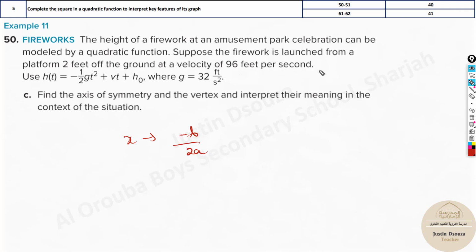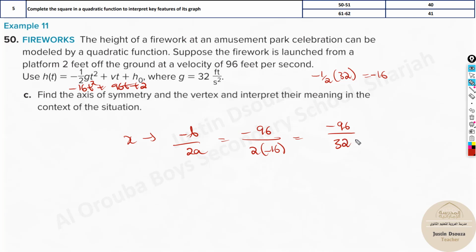Now remember, initially we substituted and solved. What was this a value? It was half times 32, that's 16, so it will be minus 16. So the function was minus 16t squared plus 96t plus 2, right? We have to use, what is b? 96. So minus 96 divided by 2 times, what is a? Minus 16. So the answer over here would be minus 96 divided by 32.